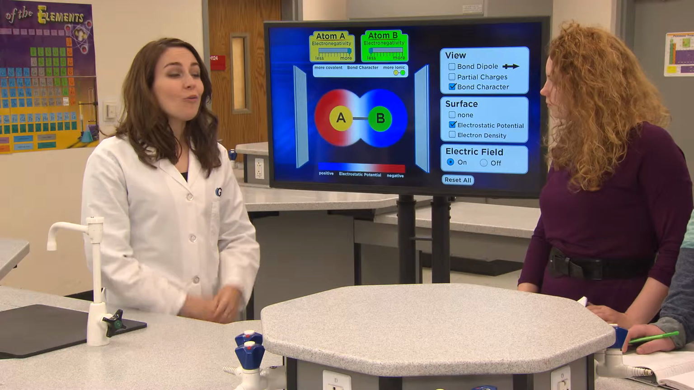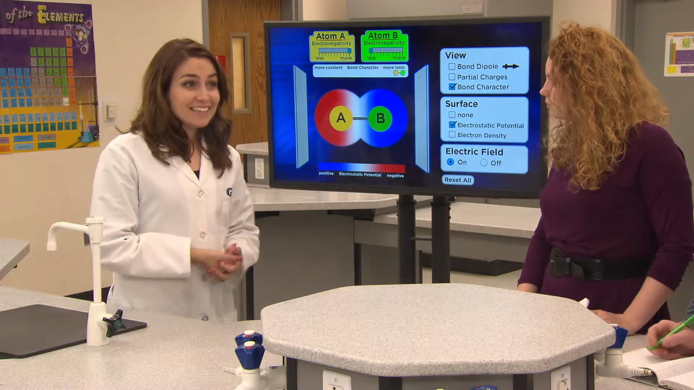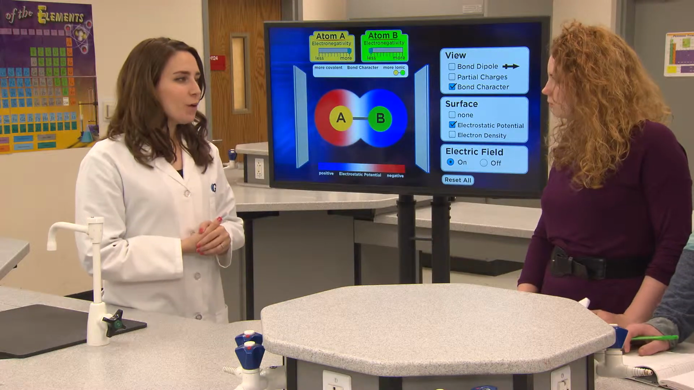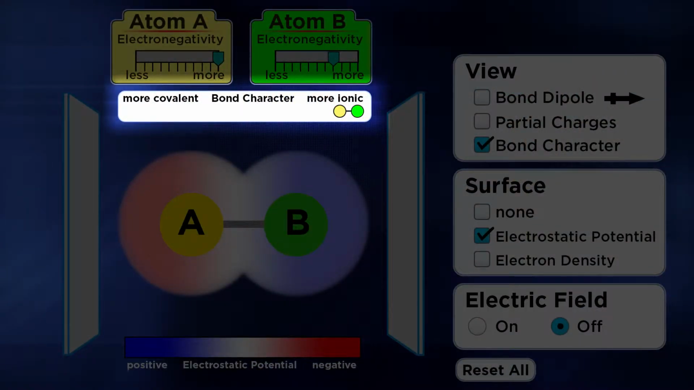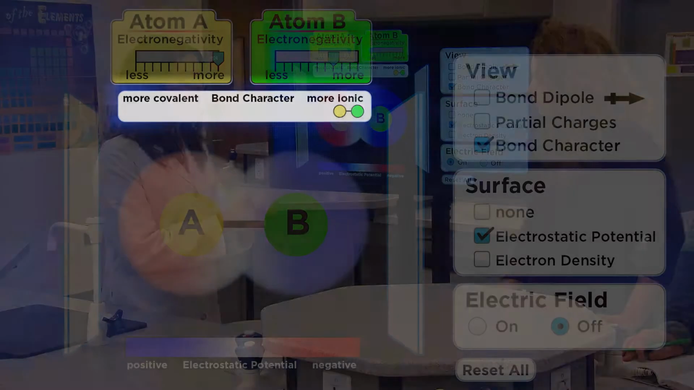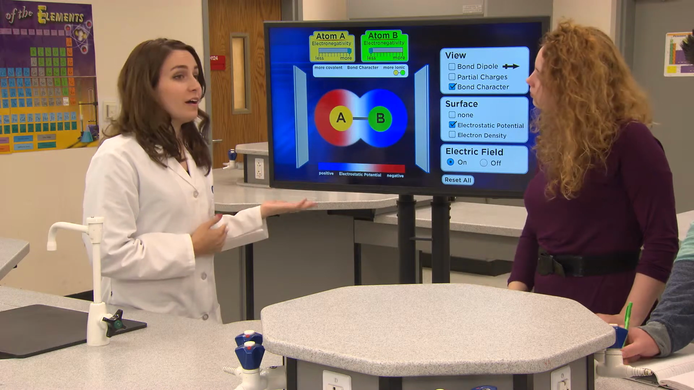Good. You've all worked with the simulations and analyzed the data. So who can tell me what type of bond this is? The box under the slider bar identifies this compound as more ionic. Yes, you're right. This is a great example of an ionic bond.